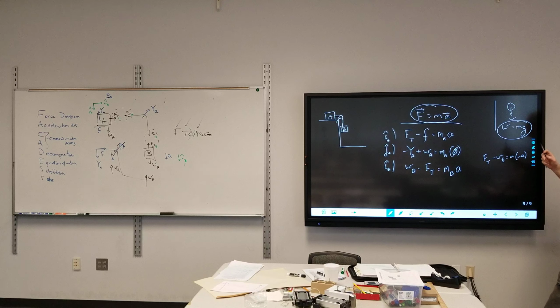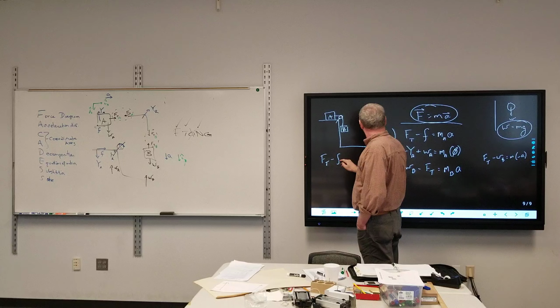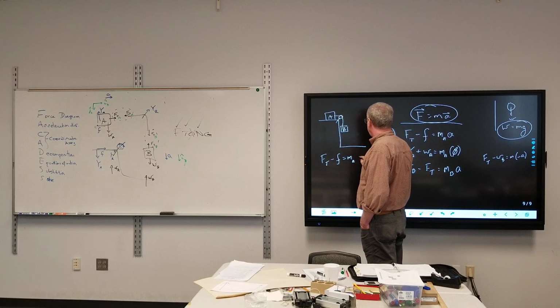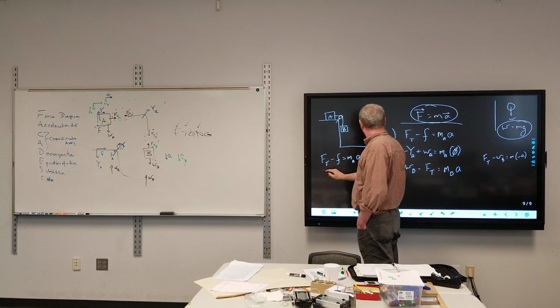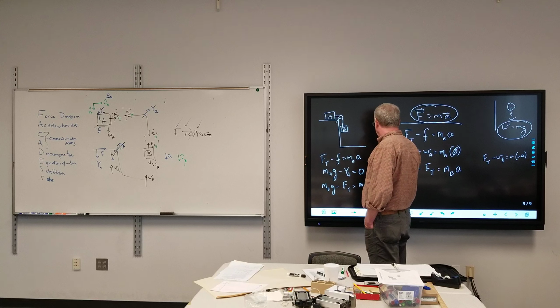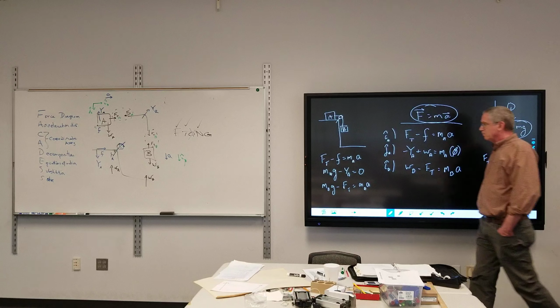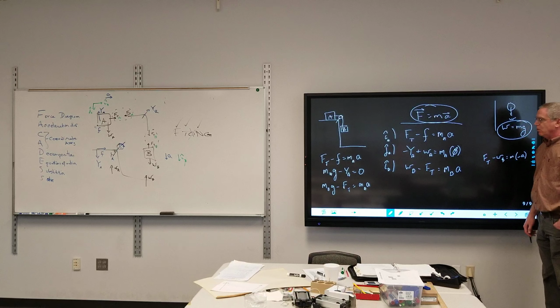So I'm going to take my first equation, Ft minus the friction is equal to m subscript A times A. Then I'm going to flip this around, jotted scars and all. MAG minus friction is equal to 0, and MBG minus tension equals MB times A. So all I've done here is the substitution. Instead of weight A, I have MAG, and instead of weight B, I have MBG. That's what I mean by substitution.